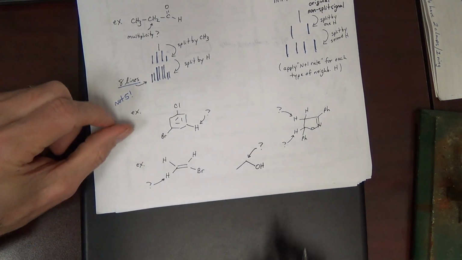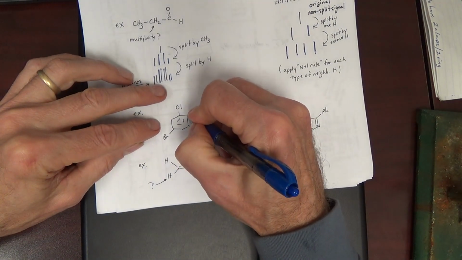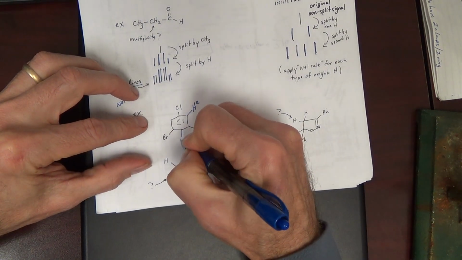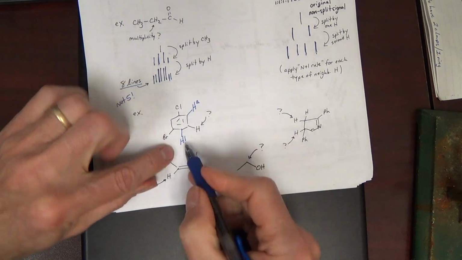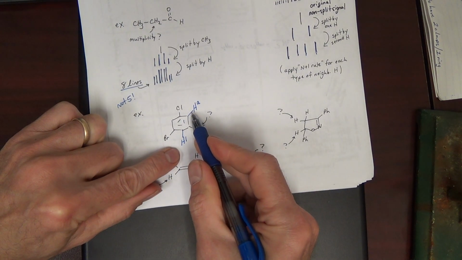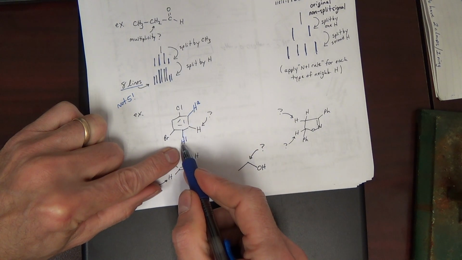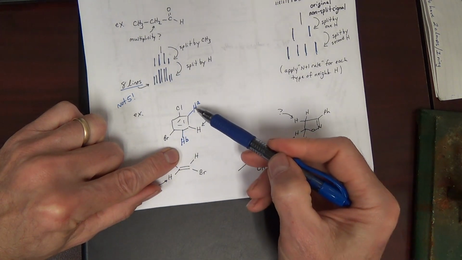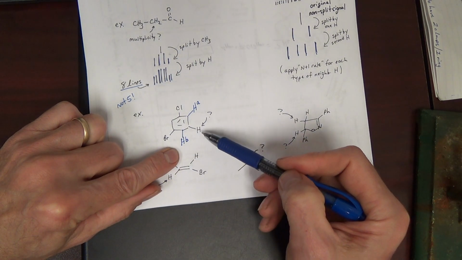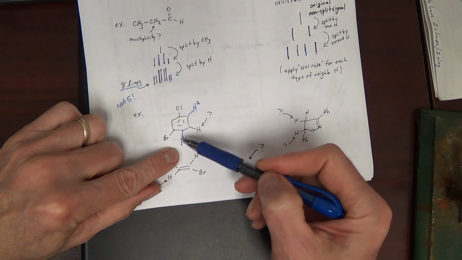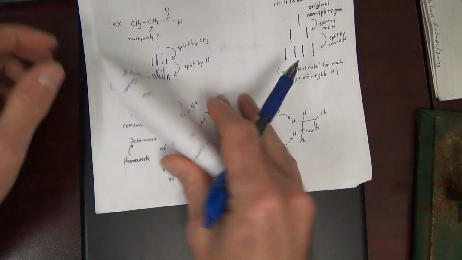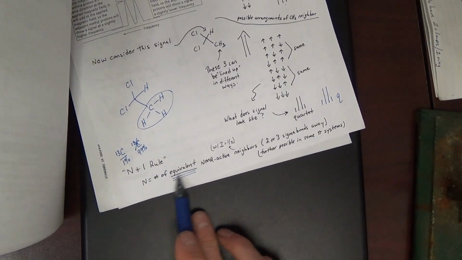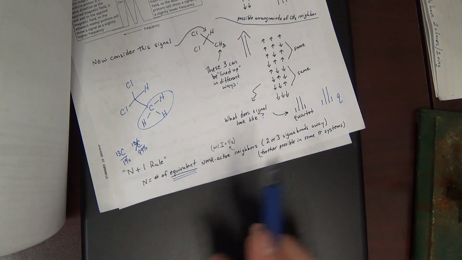What splitting do we expect for this H? Well, there's a neighbor here within 3 sigma bonds. We'll call that HA. And there's a neighbor here within 3 sigma bonds. Is that the same as that one? No. This H is neighboring chlorine. This H is neighboring bromine. So this is different. We're going to call this B. 2 neighbors. 2 plus 1 is 3, triplet? No. They're not the same. You cannot just lump them together. Remember? They must be equivalent to lump them together as a single n+1 rule.